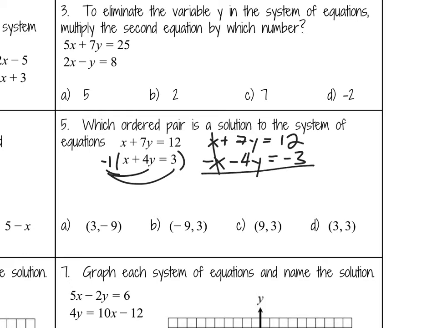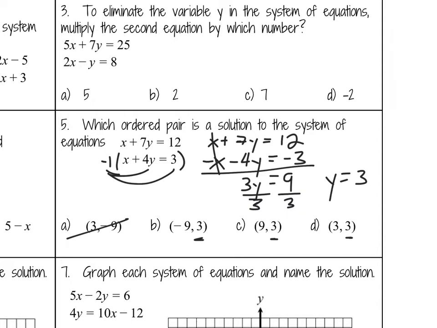The x's now cancel each other out. 7y minus 4y is 3y, and 12 minus 3 is 9. Dividing both sides by 3 will get me the answer I kind of thought it was. y is equal to 3. Now, unfortunately, you can see that 1, 2, 3 of my answers have the same y value, so I can't get rid of any of these, but I can get rid of A. That has a y value of -9.